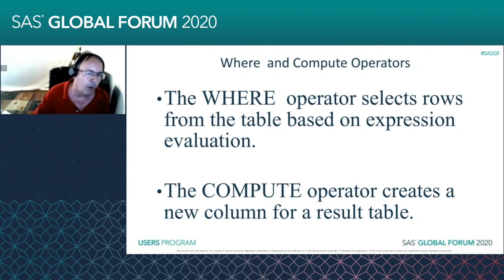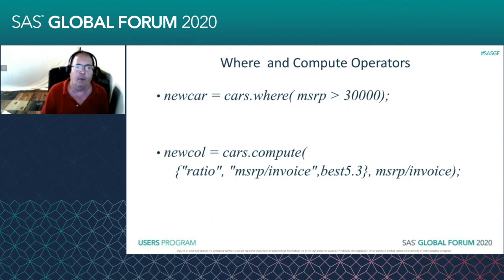Then it will keep whatever rows meet that criteria. It allows you to subset a table. Now you can do a compute operation and compute a new column, and that's pretty cool too. Let's see. Here's an example of a where clause.